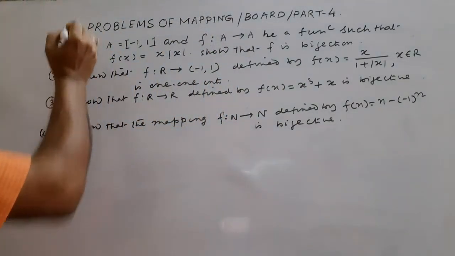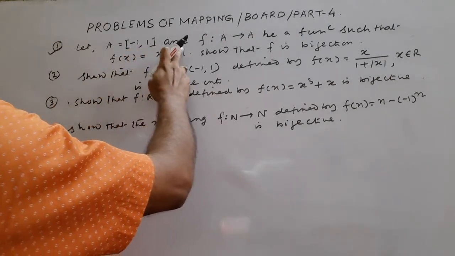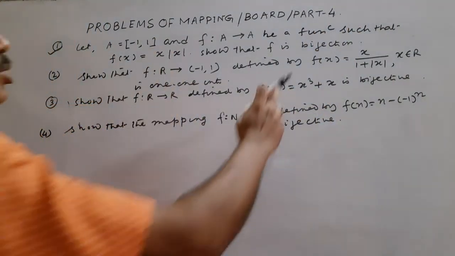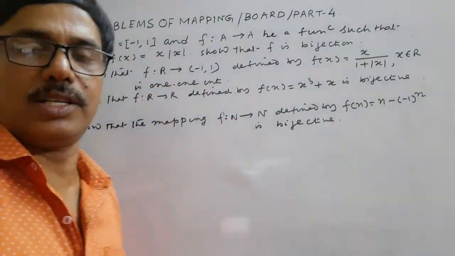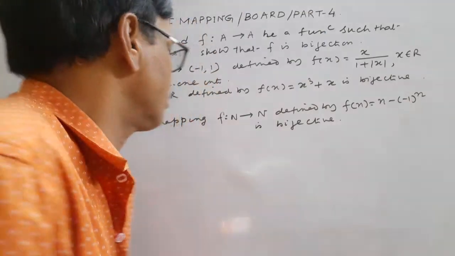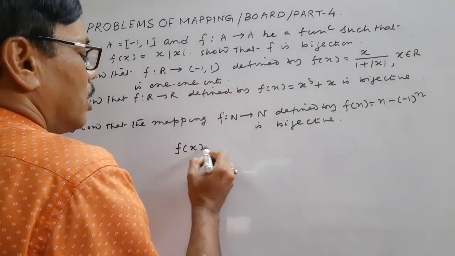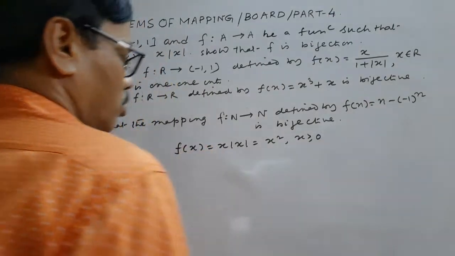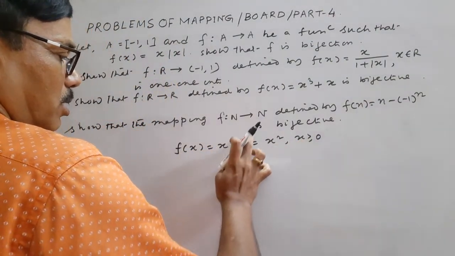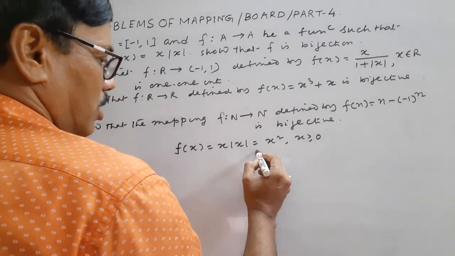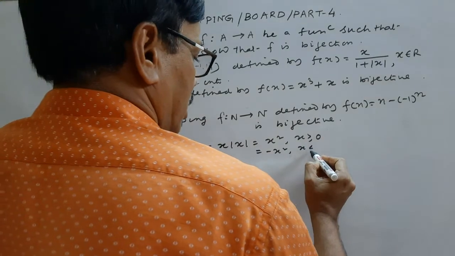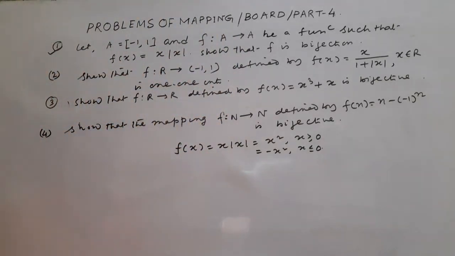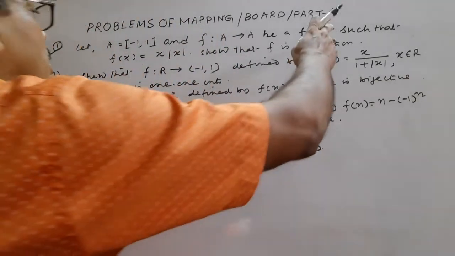So problem number 1. Let f from minus 1 to plus 1 to minus 1 to plus 1 be a function such that f(x) equals x into mod x. Prove that f is a bijection, that is, one-one and onto. So f(x) equals x into mod x. We know this is x square if x is greater than or equal to 0, and minus x square if x is less than 0. So first we prove that it is one-one.